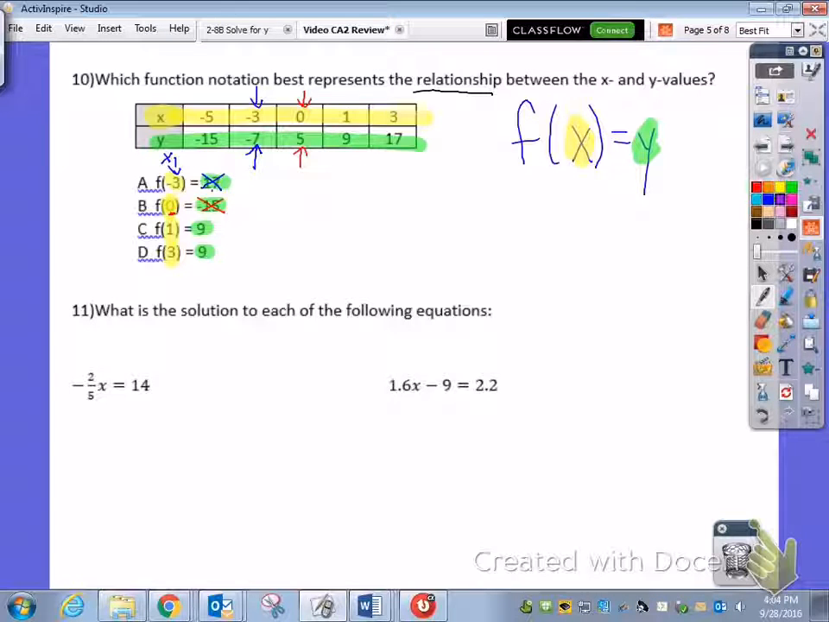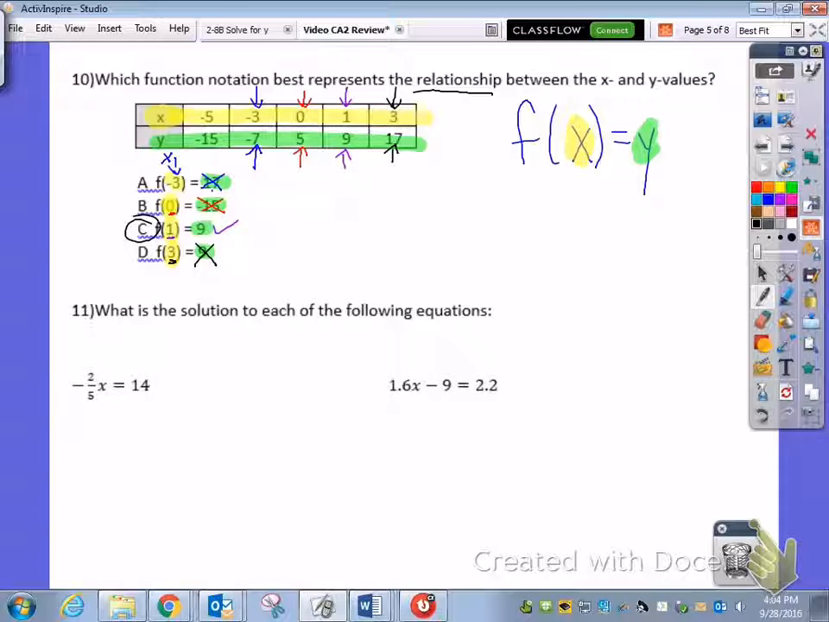The next one, this is a 1. So I go to the 1, and it should go with 9. This looks good. And I'll double check the last one. 3, so go to the 3. It should go with 17. That's not 17. So the one that works is C.